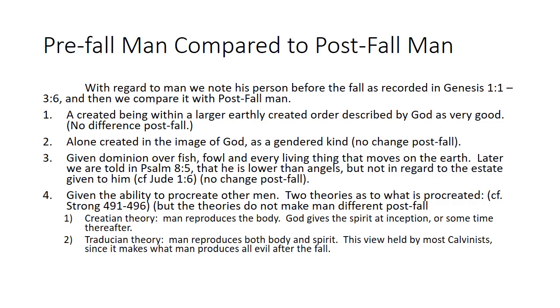Number 4, he's given the ability to procreate other men, other human beings. And there's 2 theories as to what's procreated, but the theories don't really make man different post-fall. There's the creation theory, man produces the body, God gives the spirit at inception or sometime thereafter. Then there's the traducian theory, and that's where man produces both body and spirit.